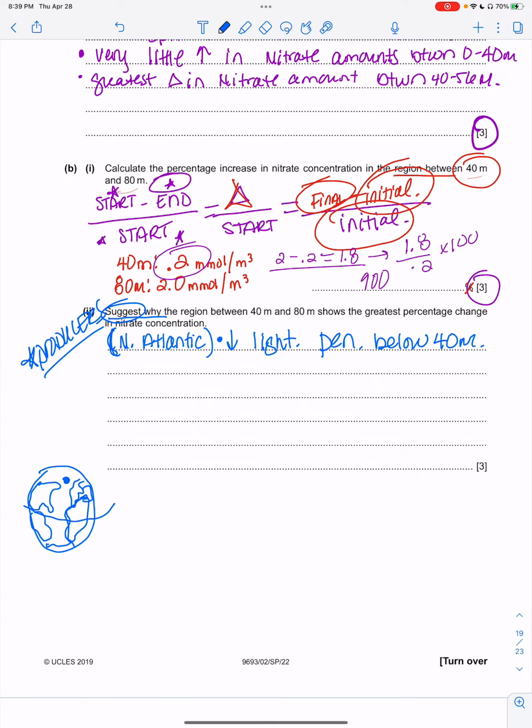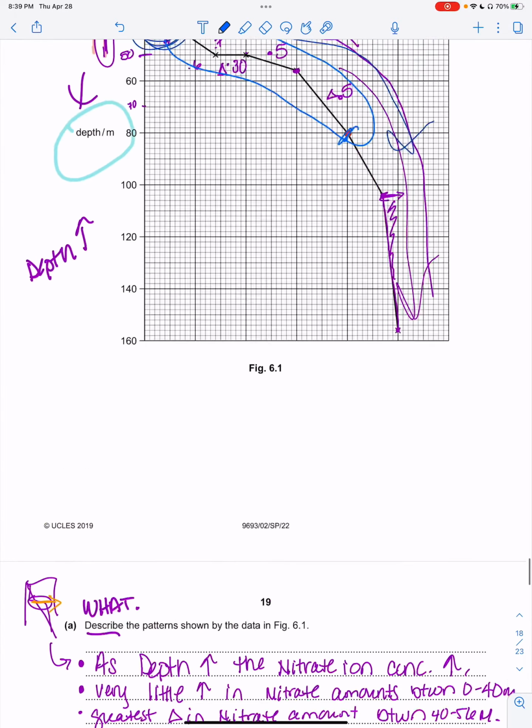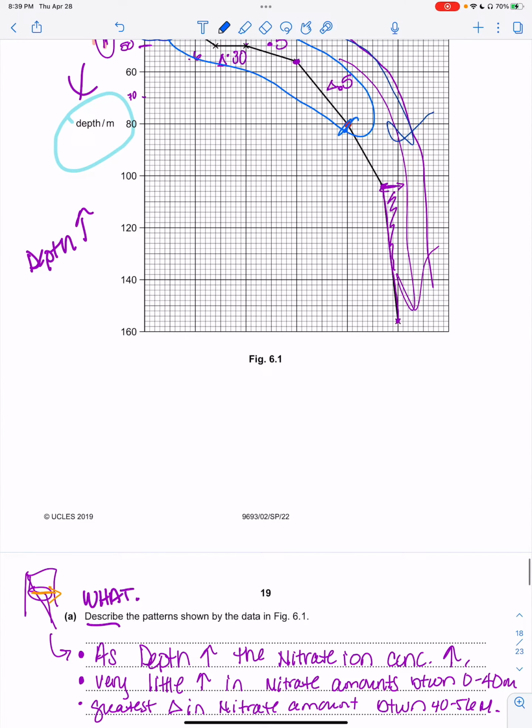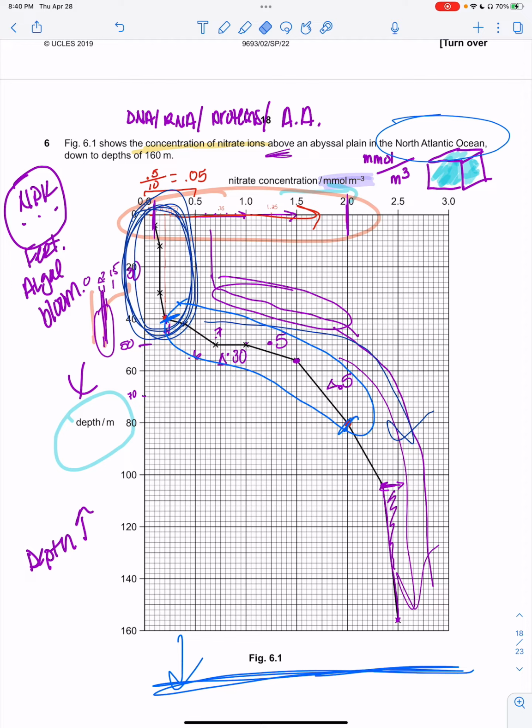Therefore, lower productivity. Productivity is the rate of organic material production. Which means there's fewer organisms, or you could say less producers. Or this is an abyssal plain. It's right above an abyssal plain. The abyssal plain is way down there, so they wouldn't be able to attach to that substrate anyway. A producer is going to have to be your phytoplankton.